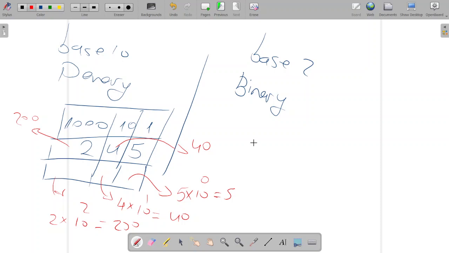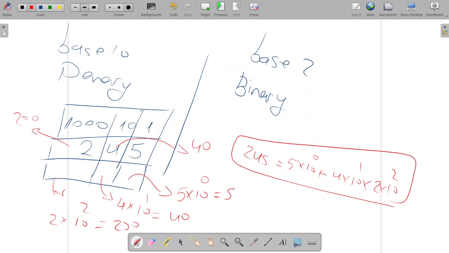If I say write 245 as a sum of powers with a base of 10, you will say that it's equal to 5 multiplied by 10 to the power of 0, plus 4 multiplied by 10 to the power of 1, plus 2 multiplied by 10 to the power of 2. Sometimes I'm going to ask you for something like this, or sometimes I'm going to ask you to fill in or complete the table of values.